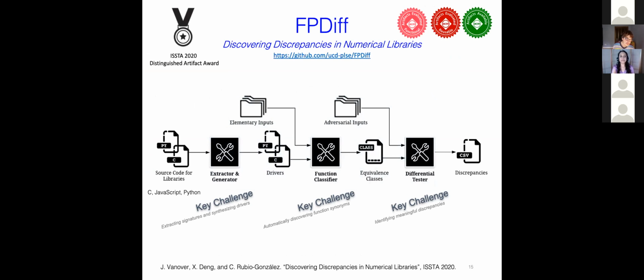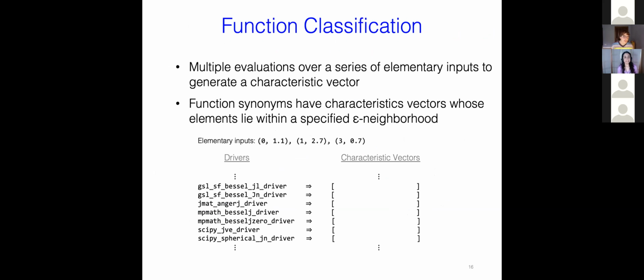Now, I wanted to mention that FPDiff is open source and it received a distinguished artifact award from ISSTA. So if you are interested in trying it, we would be really happy to hear what you think about it. Let me go back to how this works. I will only describe two of the challenges using an example. The first is how to identify these functions that have equivalent, similar functionality, which we call function synonyms.